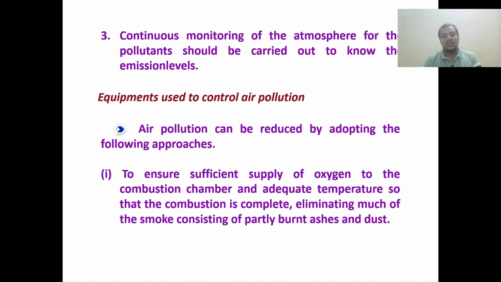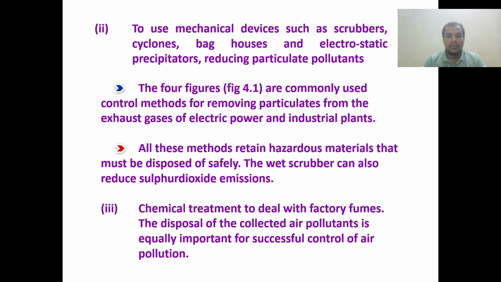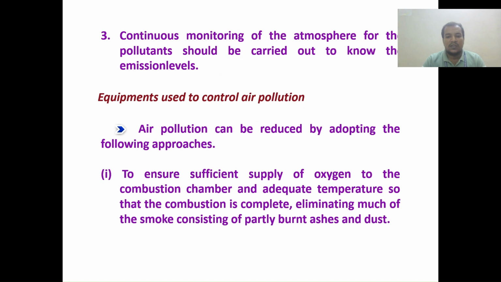Air pollution can be reduced by adopting the following approaches: ensure a sufficient supply of oxygen to the combustion chamber and adequate temperature so that combustion is complete, eliminating much of the smoke consisting partly of burned ashes and dust. So it will be very useful for controlling air pollution. And use mechanical devices such as scrubbers, cyclones, baghouses, and electrostatic precipitators for reducing particulate pollutants. So these are the main controlling equipment of air pollution.